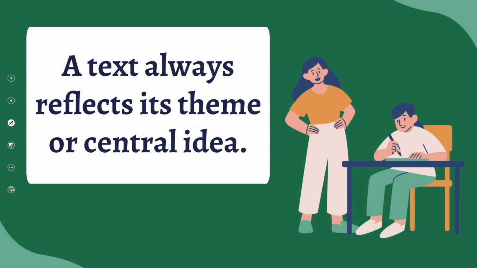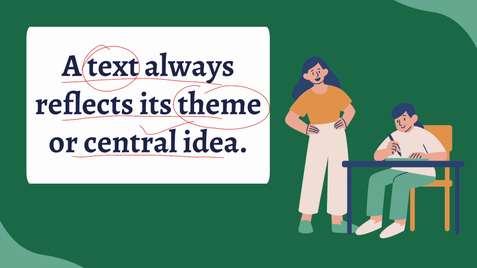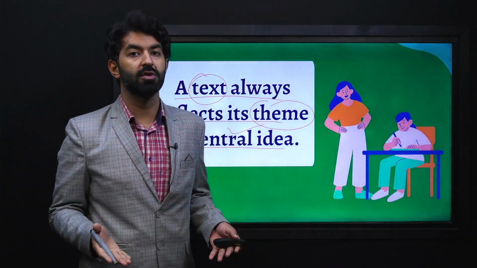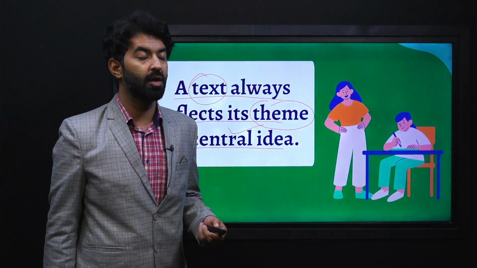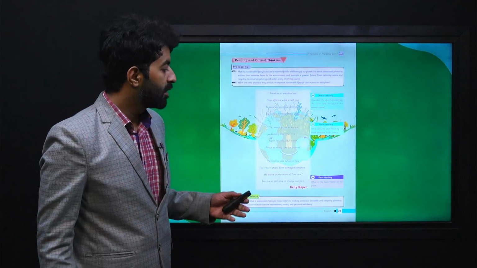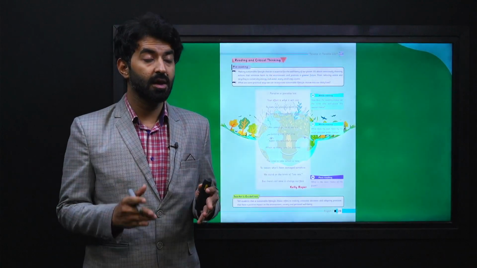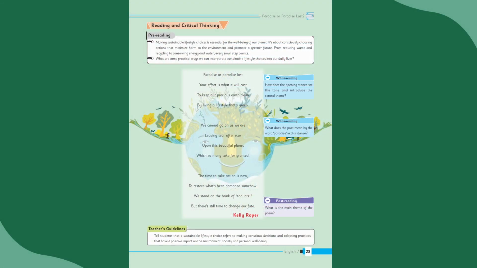Now, let's talk about how a text always reflects its theme or central idea. There is no text which does not have any theme. So the text will reflect its theme or its central or main idea. So reading the text will be enough to get to the theme or the main idea of it. Now, this is your book's page 23, where you have your main lesson. This is a poem. Now let's read it together.